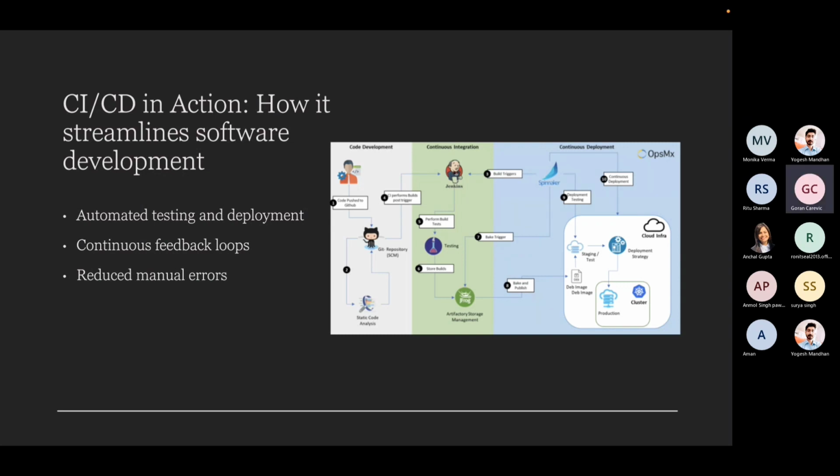With CI/CD, developers can receive continuous feedback on their code, allowing them to catch and fix issues early in the development process. As I mentioned before, this leads to faster iteration and improved quality as issues are caught and resolved more quickly. Also, by automating the testing and deployment process, we can reduce the potential for manual errors. This in turn leads to a more reliable software development process, as manual errors can cause delays and disrupt the entire development process.